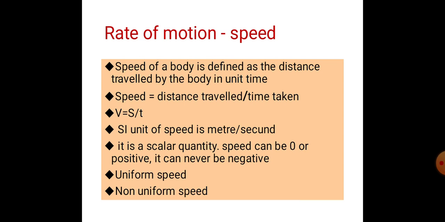In most cases, the body moves with a variable speed or a non-uniform speed. Therefore, we describe the rate of motion of such bodies in terms of their average speed. The average speed of a body is obtained by dividing the total distance traveled by the total time taken. So the average speed equals total distance traveled divided by total time taken.